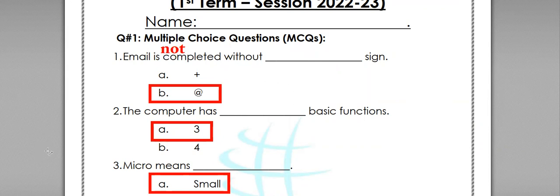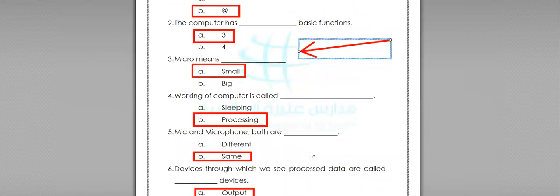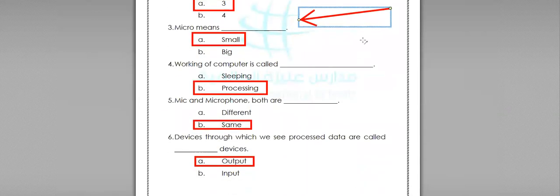Now, point number 2. The computer has dash basic functions: 3. By the way, what are these 3 functions? Input, processing, output, IPO. Micro means dash. So the right answer is micro means small.